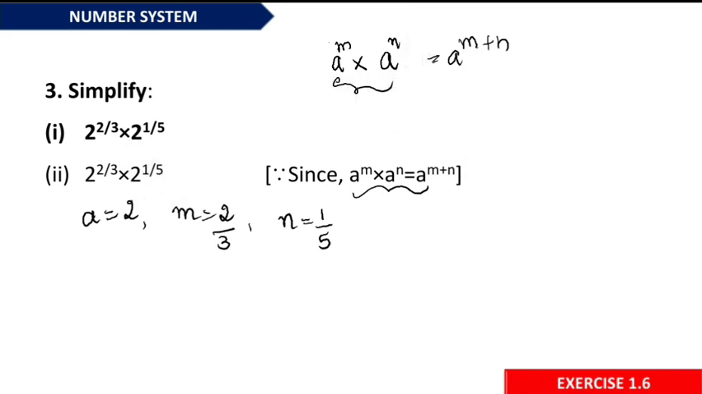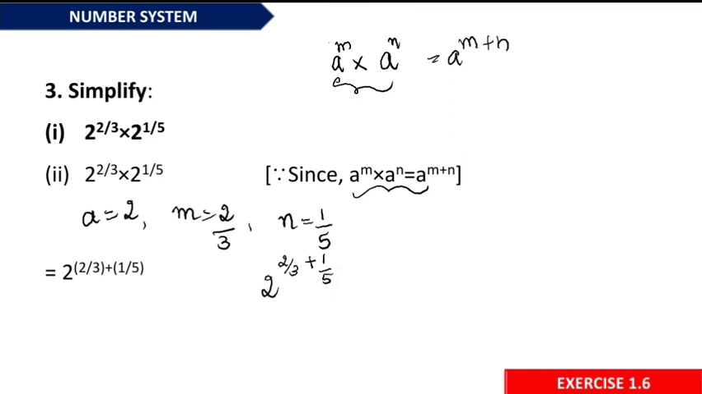Here also we are having a multiplication sign, so this is similar to the left side. Now we have to simplify, that is similar to the right side. So you can rewrite this as a to the power m into a to the power n. So what is there in the right side? A to the power m plus n. So this is nothing but 2 to the power m, where m is 2 by 3 and n is 1 by 5. So this is 2 to the power 2 by 3 plus 1 by 5.